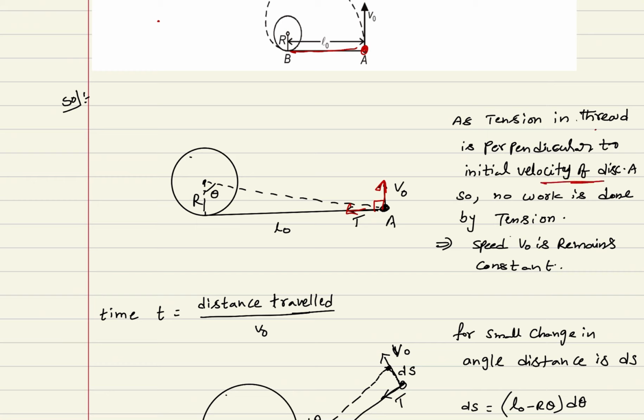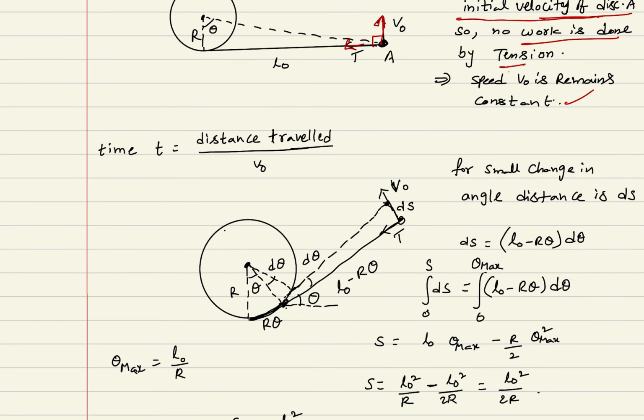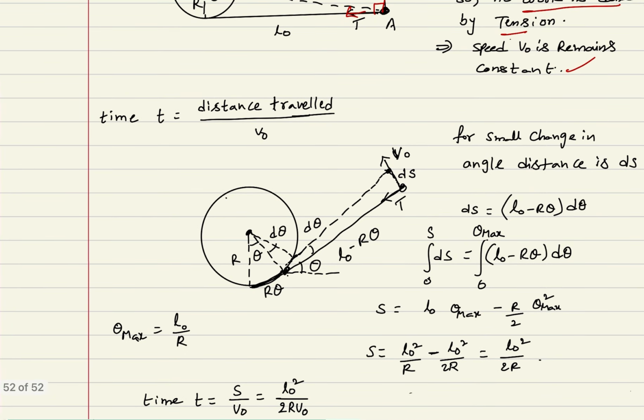The velocity is perpendicular to the tension, so the tension is perpendicular to the initial velocity of disk A, so we can say no work is done by the tension, and the speed remains constant. You can see how much time it takes: distance traveled by speed. Since speed is constant, you can write time is equal to distance by speed, as per the basic relations.